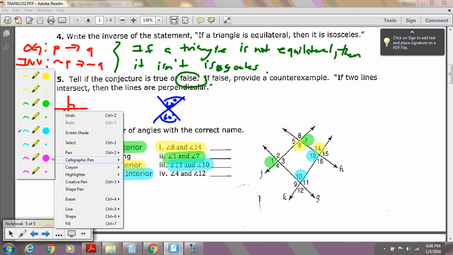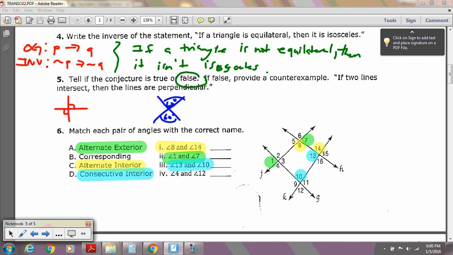And last but not least, 4 and 12 are on the same side of line G, and they're in the same position, both below the top line. So they are corresponding.